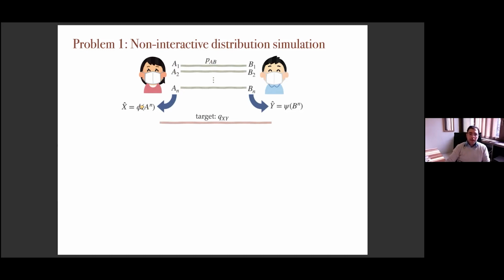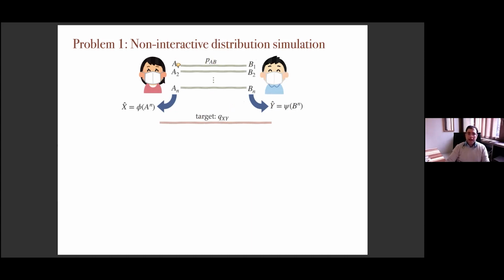Then they apply some functions on their input. Alice applies some function on A_1 to A_n, which I denote by phi of A^n, and the output is denoted by X hat. Bob applies some function on B_1 to B_n, and the output is denoted by Y hat. Then X hat and Y hat have some joint distribution. The goal of Alice and Bob is to apply these functions in such a way that the joint distribution between X hat and Y hat is the same as some predetermined target distribution Q. So the source distribution is P and the target distribution is Q.